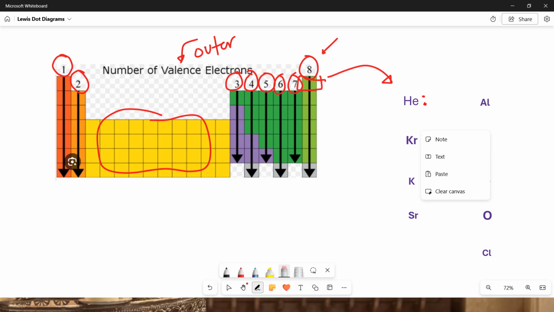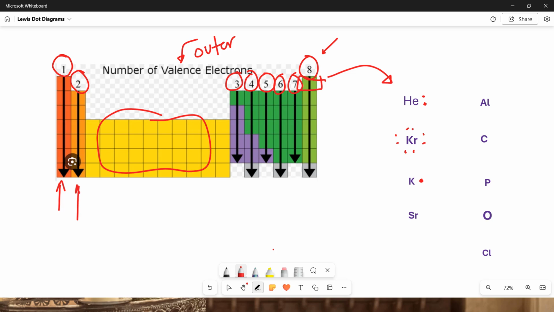Krypton is also found in column 18. It has 8 valence electrons. So we're going to put 8 around here. And it is full, and it can be forced to bond, but it really doesn't like to bond because it's already stable with 8. Potassium is in family 1, so it has 1 valence electron.